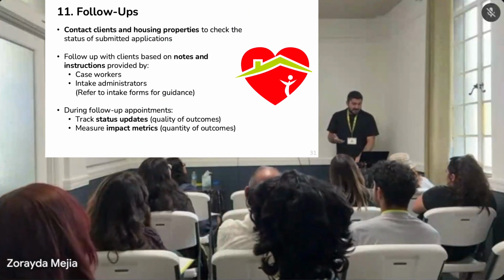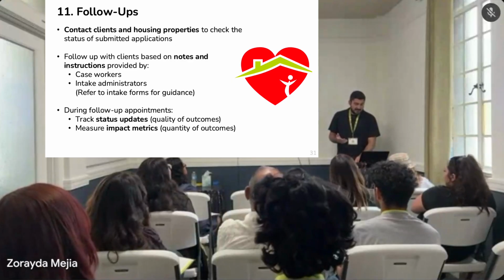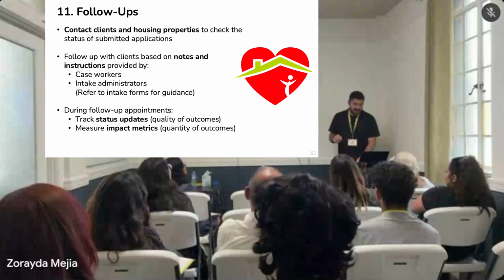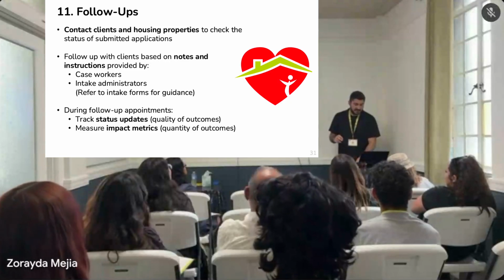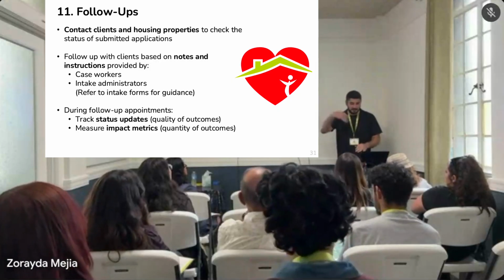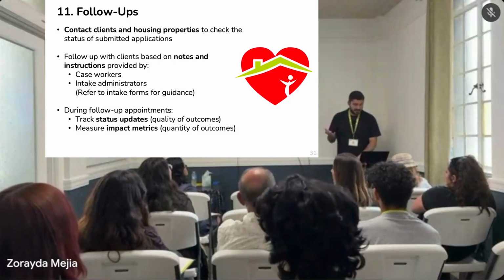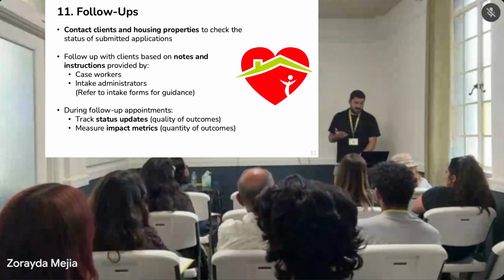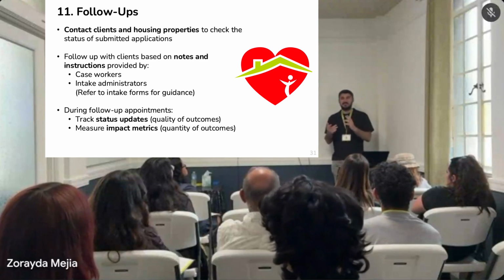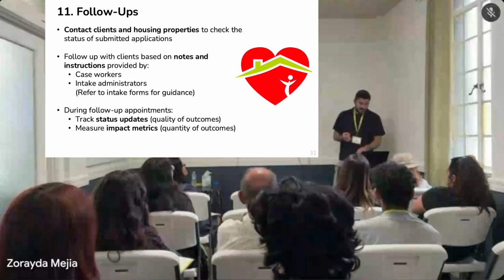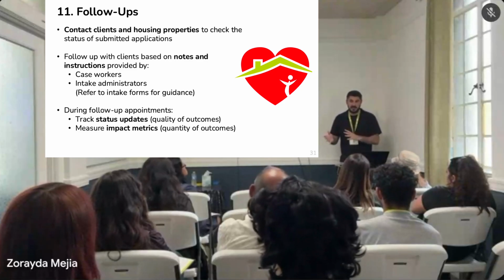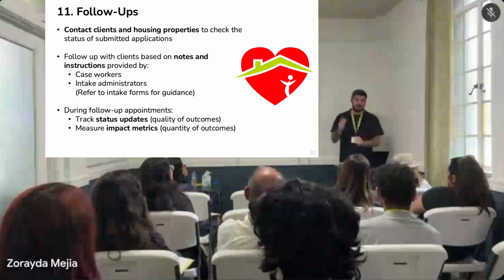Like I said, contact clients and housing properties to check the status of submitted applications. Follow the clients based on the notes in the intake, like I mentioned, and instructions provided by caseworkers, intake administrators, and refer to intake forms for guidance, like I said. During the follow-up appointments, like this is when they come back in for a second, a third, or fourth time, you track the status updates, which is the quality of outcomes, and you measure impact metrics, quantity of outcomes. We'll get into this in a second, which is outputs versus outcomes. What are they? So for status updates, you want to see how the application is doing, and then also see whether they got housing or not, which is like binary, whether they got housing or not is a number.